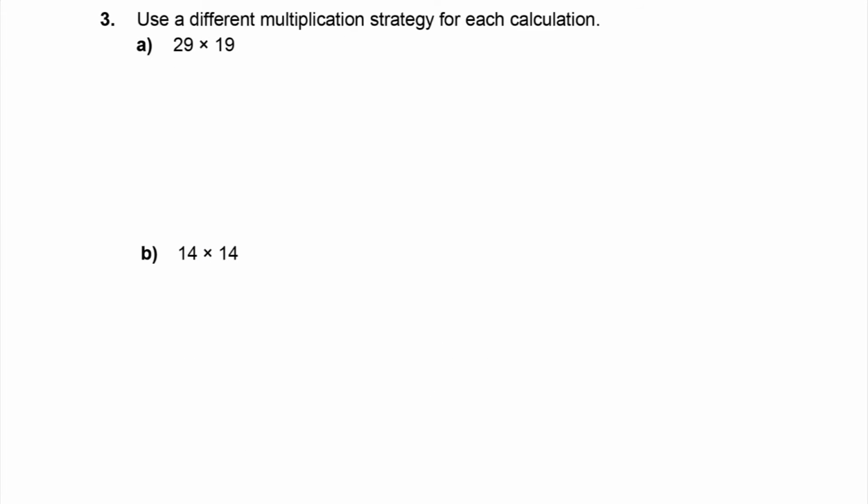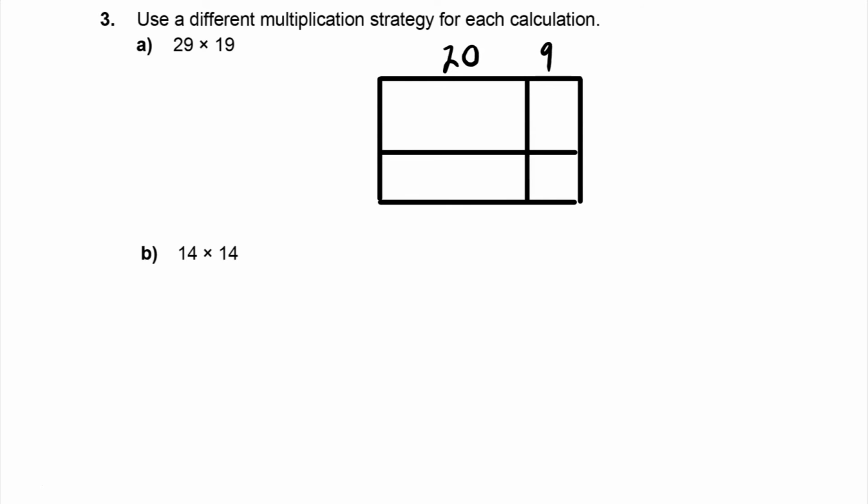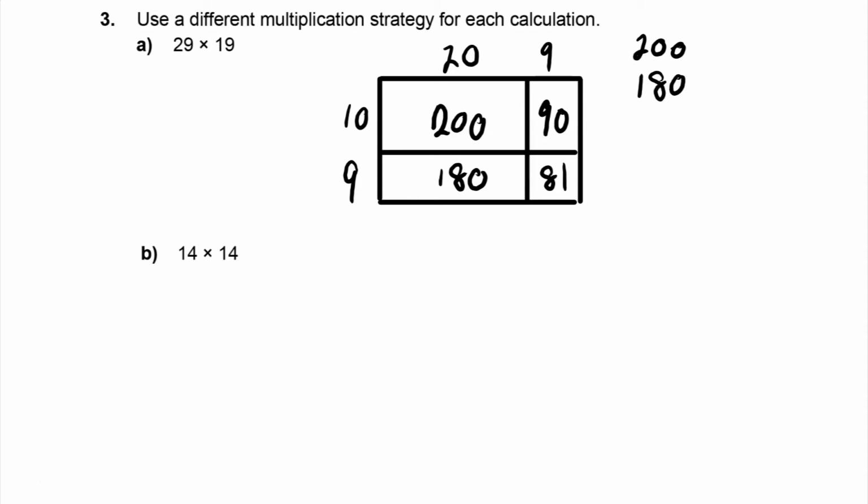Use a different multiplication strategy for each calculation. For the first one, I'm going to draw a model and break it into 20 and 9 and 10 and 9. So this is 200, 90, 180, and 81, and I add them together, 200, 180, 90, and 81, and I end up at 551.